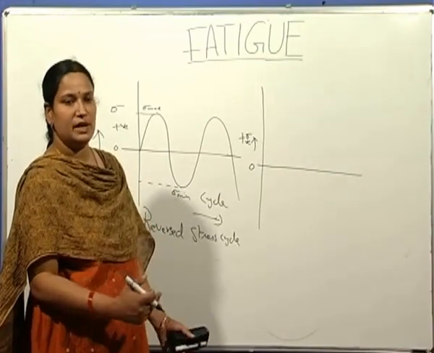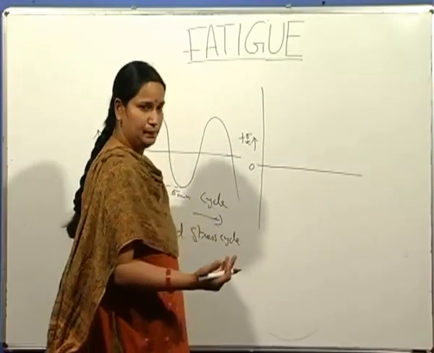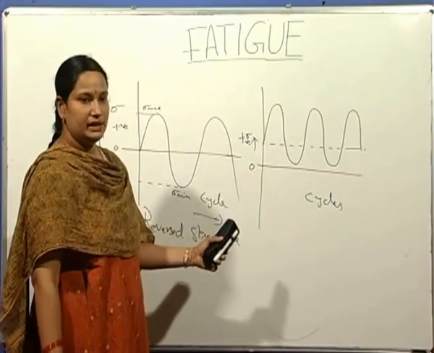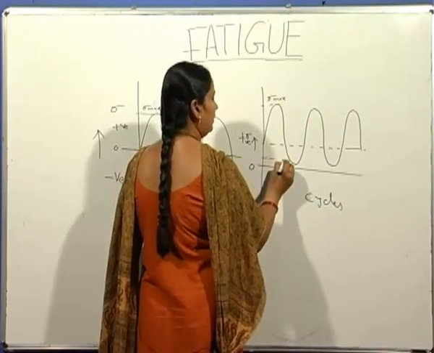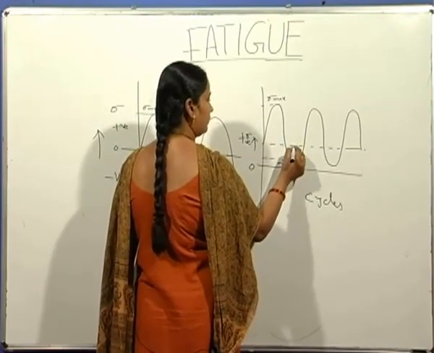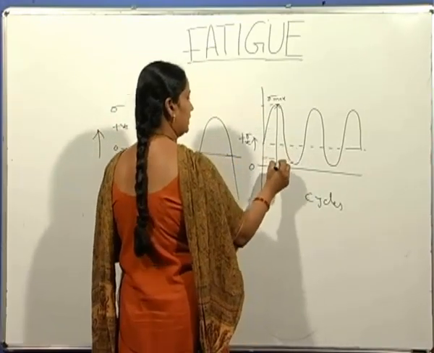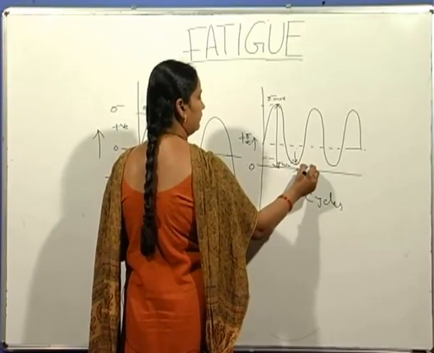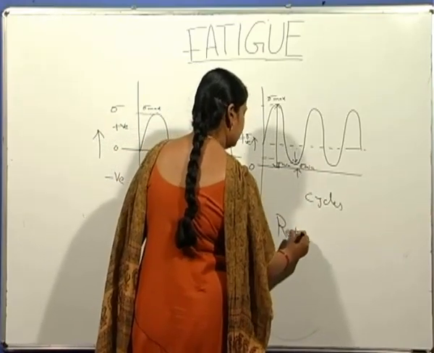There is a difference in the maximum and minimum value, but both the stresses are tensile. It can be compressive also. So this is the figure which shows the repeated stress cycle, where sigma maximum and sigma minimum are both tensile, but there is a difference in the value, difference in the magnitude. This is sigma minimum and this is sigma maximum. This is the second type of stress cycle, that is repeated stress cycle.